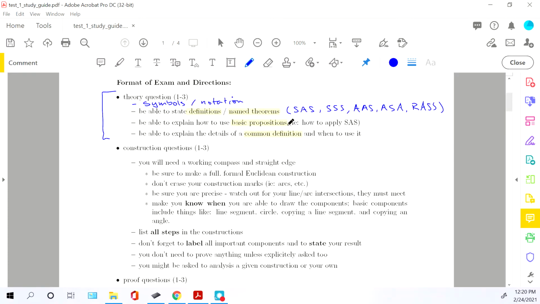Now, that's not the main focus of this test. The main focus of this test is looking at construction questions and looking at proof questions. So first of all, if we look at construction questions, with construction questions, I typically give normally about 2 to 3 construction questions.